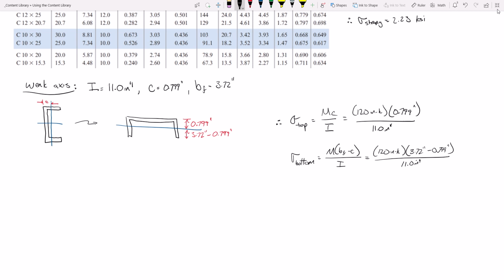Somebody else has their FX-115ES Plus, they can tell me what the values are. Anybody know what sigma top is? 8.716. Say it again? 8.716 ksi. We'll say 8.72. And this one. And one of the reasons that the stresses got higher is because the section got smaller. Smaller being bigger stresses.